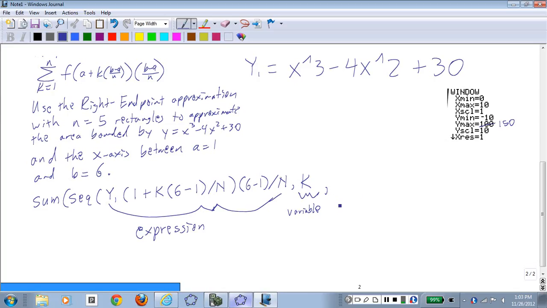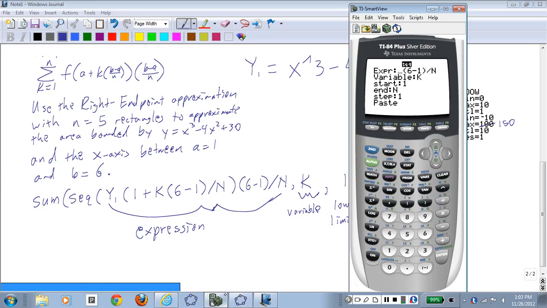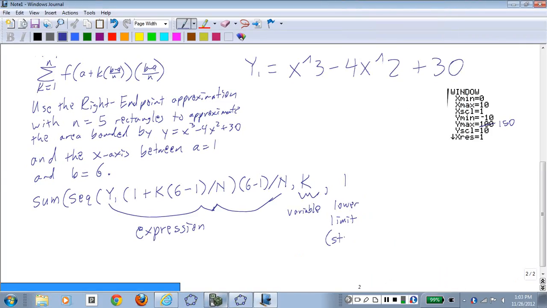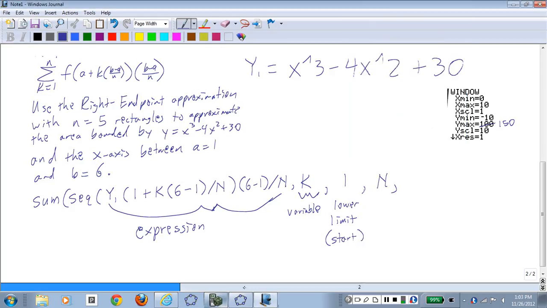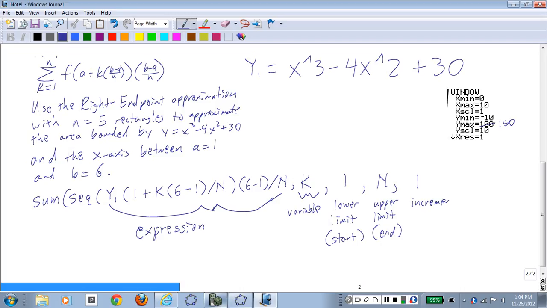The lower limit is 1. What does the calculator call it? It calls it the start. That's the start. Another comma. Alpha log for n. Calculator calls that the end. I would call it either the upper limit, or I suppose it would be okay simply to call it the end. And finally, the increment. I call it the increment. The calculator calls it the step.